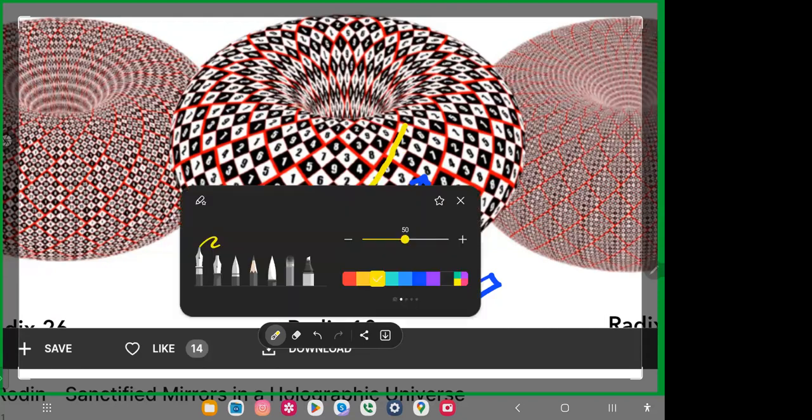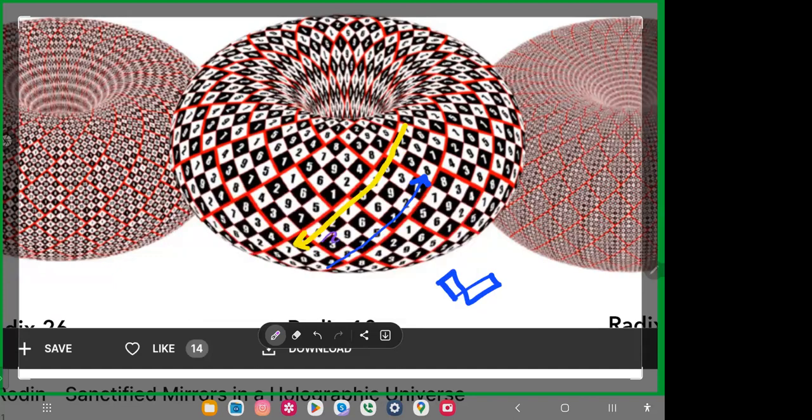Then in the center, we have 3, 9, 6, 6, 9, 3, 3, 9, 6.